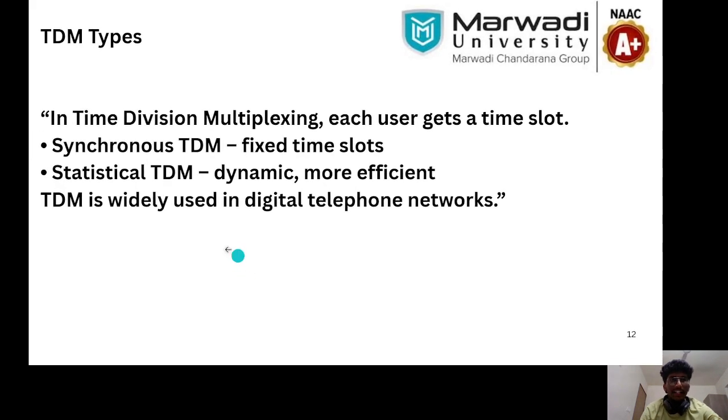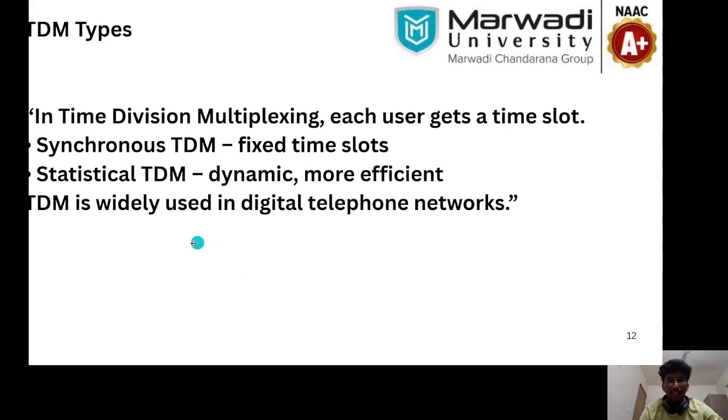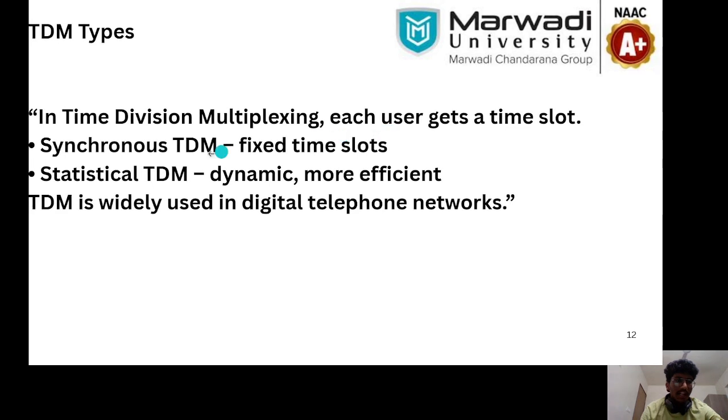And here are the TDM types. TDM is nothing but time division multiplexing. Signals share the same channel but transmit in different time slots. Here are the types. Synchronous TDM. Synchronous TDM is nothing but fixed time slots. Here is statistical TDM. Statistical is nothing but slots assigned dynamically, which is more efficient. TDM is widely used in digital telephone networks.